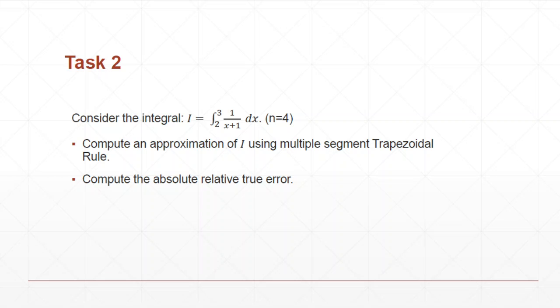Now let's start working on task 2. We're given another integral here and the number of segments that we're supposed to use is 4. So first we'll compute an approximation of I using the multiple segment trapezoidal rule, and then we'll compute the absolute relative true error.